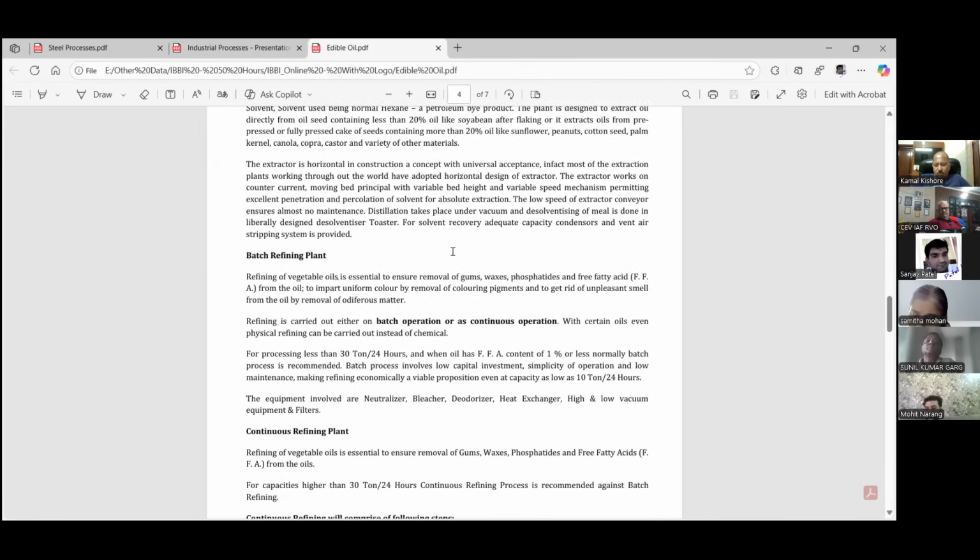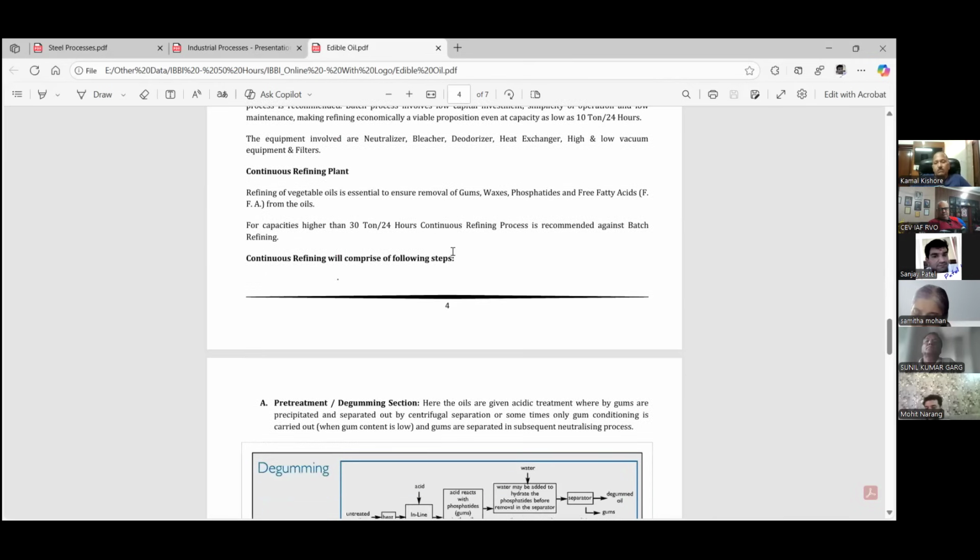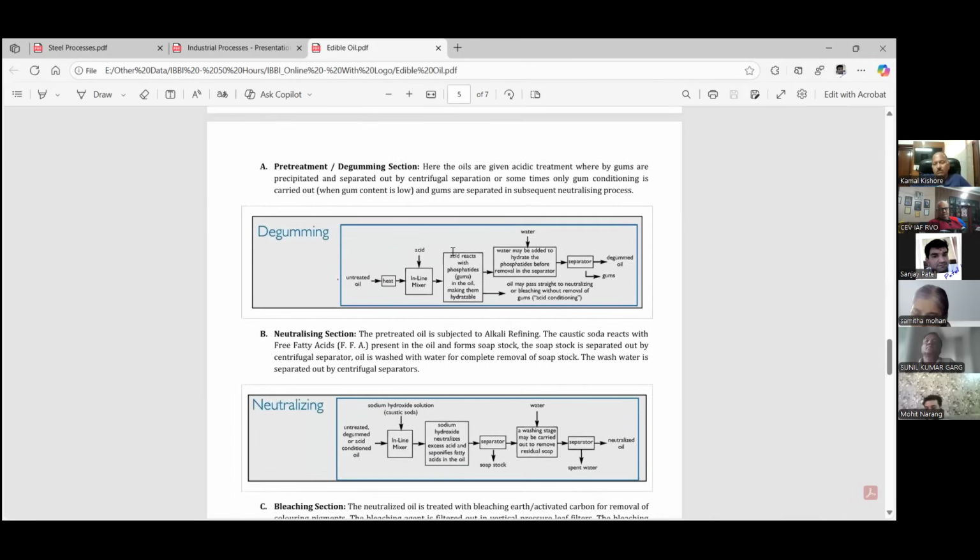Now, after getting the oil from the seeds, the first process done is the degumming process. If there is extra gum, matlab chipchipa, you find it in mustard oil. So when you break down the mustard, you will find that there is a lot of gum available.